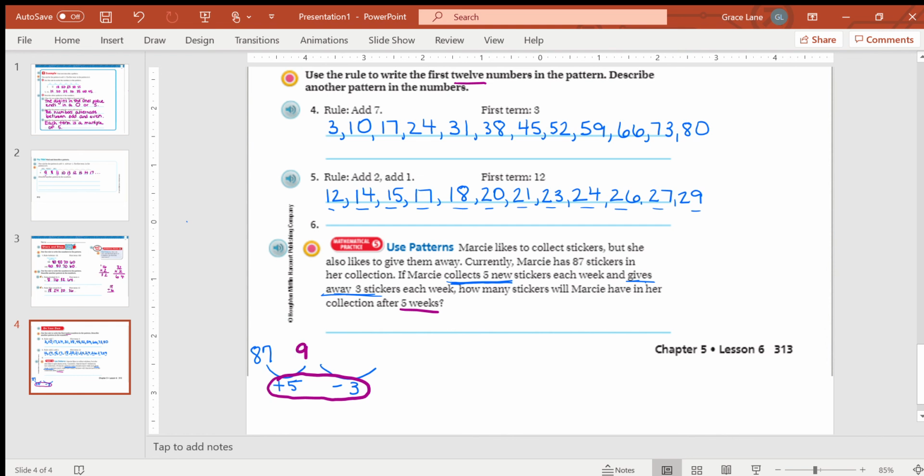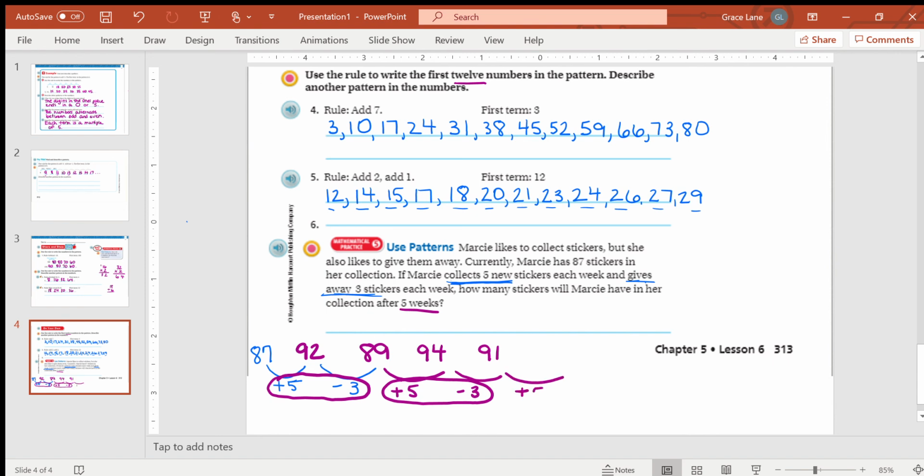But the other way is, if we think about it, she gets 5 stickers. Now she has 92 stickers. She takes 3 of those away. Now she only has 89 stickers. Alright, that's 1 week. Now do another week. Plus 5 stickers would mean she has 94. Takes 3 away, now she has 91. That's 2 weeks. We're trying to get to 5 weeks.